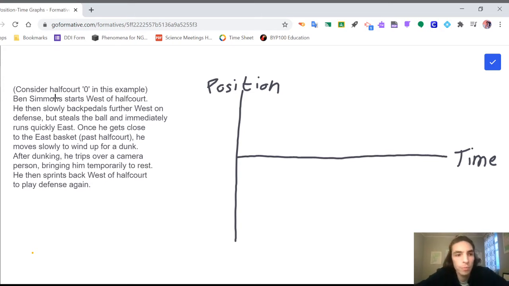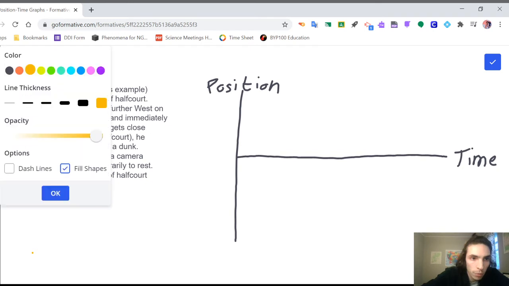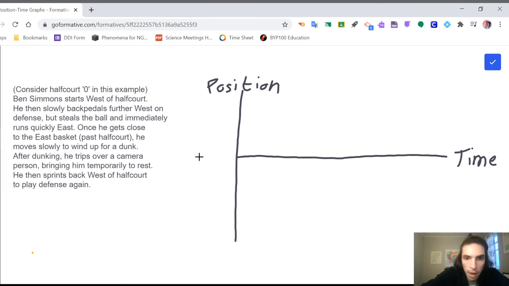So here we have an example. Ben Simmons is running up and down a basketball court. We're told that we consider half court to be 0. So just before I do anything else, I want to label half court on this 0 line, or like home, or just the midline in our position time graph.